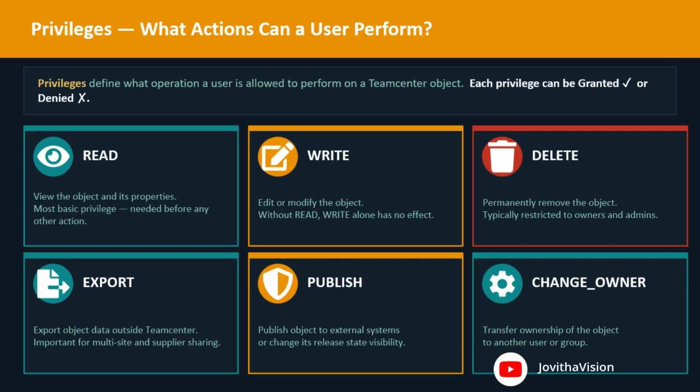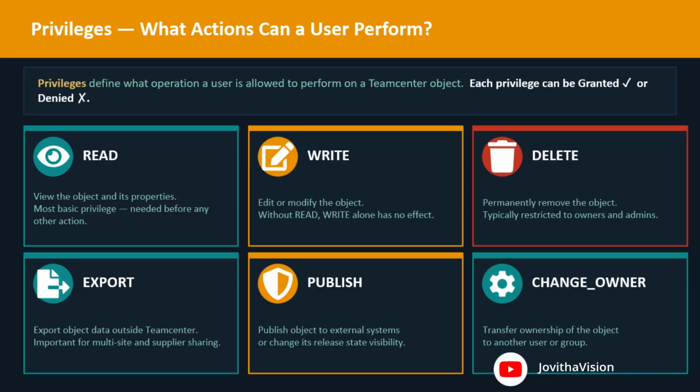Now, let's go through each privilege in detail. Read. This allows the user to view the object and its properties. This is the most basic privilege and the most important one. Without read, nothing else works. Write. This allows the user to edit or modify the object. But remember, without read, write alone has no effect. Delete. This allows the user to permanently remove the object, usually restricted to owners and administrators only.